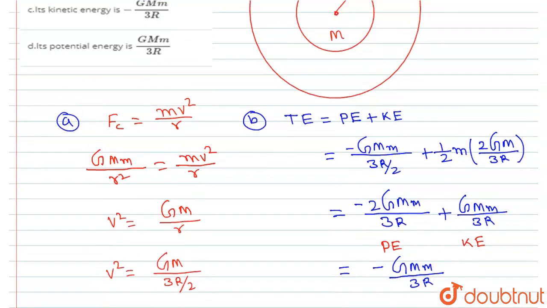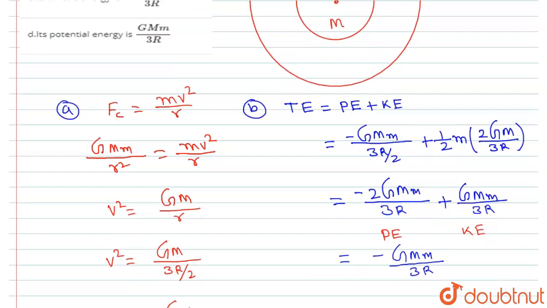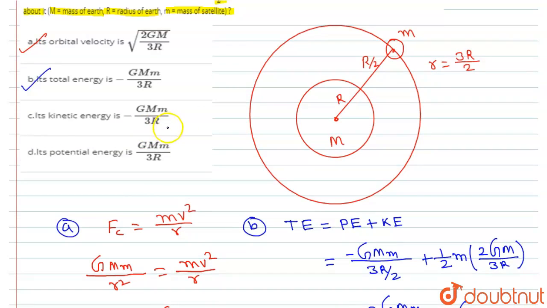Now we can see from the option, total energy is minus GMm divided by 3r. Yes, so this is also correct. Now its kinetic energy is equal to this. The kinetic energy is positive, as you can see from here: this is the kinetic energy part and this is the potential energy part. But here it is given as minus GMm by 3r, so we can say that this is the wrong option.